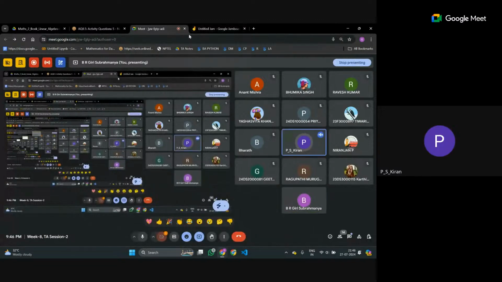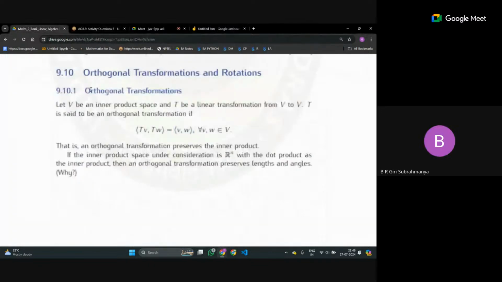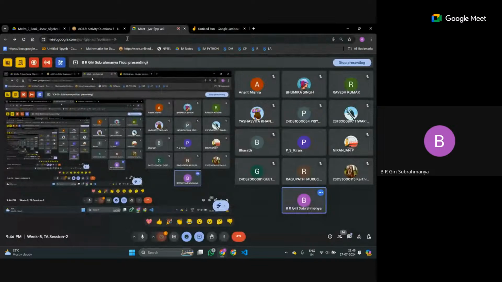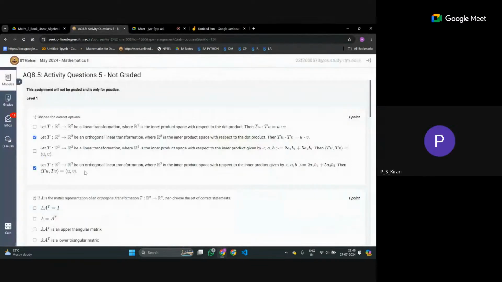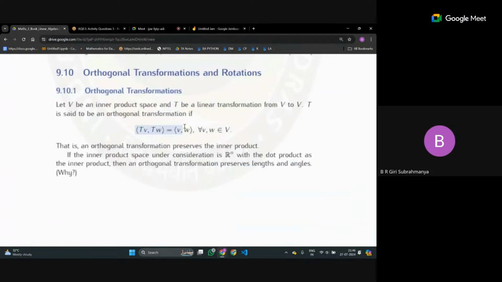But it's not orthonormal, right? The question is about the orthogonal transformation. Yeah, that's fine. But the inner product is defined as something else from the dot product. See, the inner product can be anything. But not for all inner products will this property be satisfied.